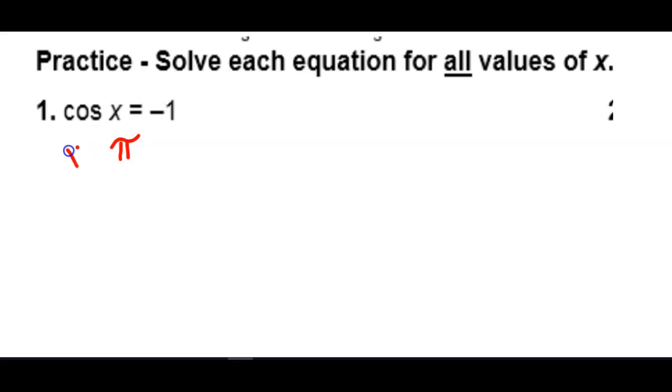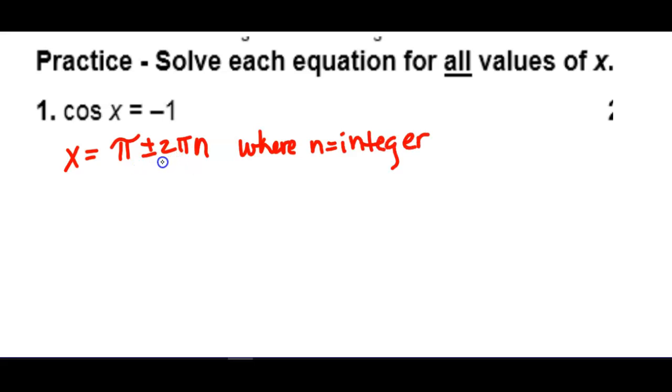Now, it does say for all values of x, all. It doesn't give any interval. So we have to continue on and say, well, we could add 2 pi to that. We could subtract 2 pi from that. And any multiple of that would work. So we're saying pi, add or subtract 2 pi forever, where n is an integer, will give you all the possibilities.